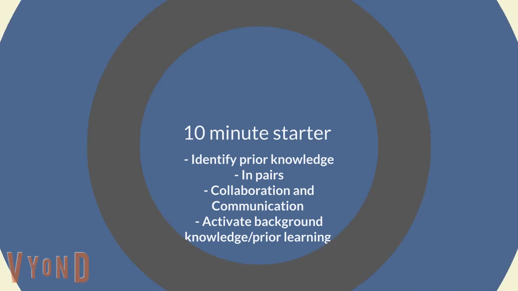So to start off with, we'll do a starter of about 10 minutes, and the purpose for this will be identifying prior knowledge, and students will be given a handout with the terms historical and modern human rights breaches. The handout will include some examples that need to be put into the correct categories. This activity will be done in pairs, and for UDL relevance, this will be for collaboration and communication and to activate background knowledge. This directly applies to principles 1 and 3.